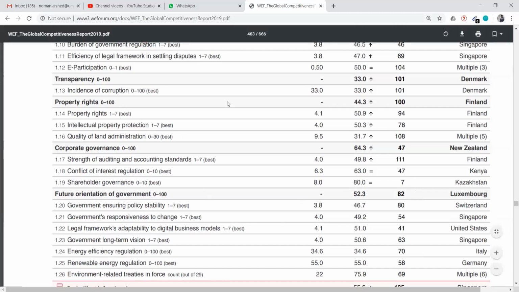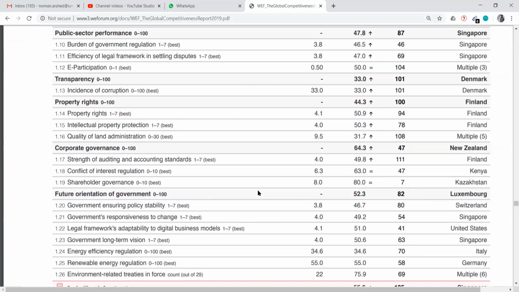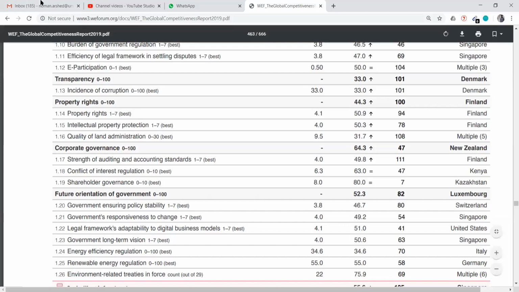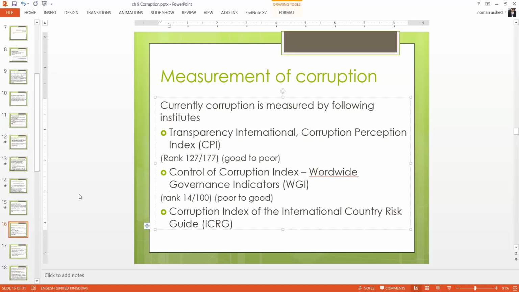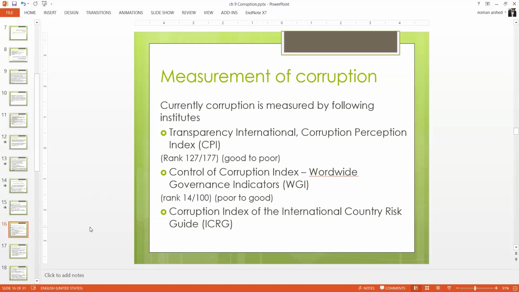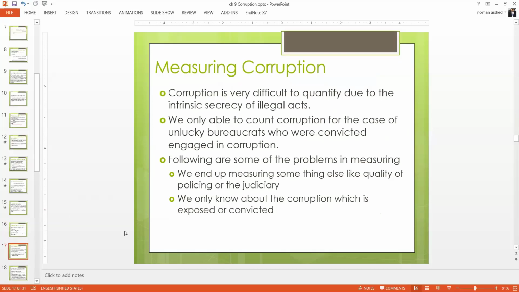So these are the indicators that measure the quality of institutes. If the quality of institutes is falling, it means it is because of corruption or some other type of corruption. So we have discussed the measurement of corruption. Now we go towards how it is actually measured.